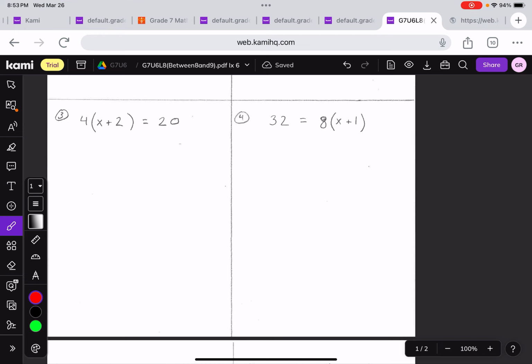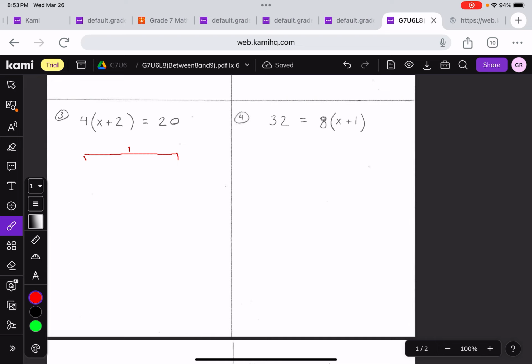Number 3, 4 parentheses x plus 2 equals 20. Now these are a little bit different. There's a few ways to go about this. Again, we could draw this if we wanted to. We don't have to, but this is practice right now. You get to do it my way, and then you get to do it your way.